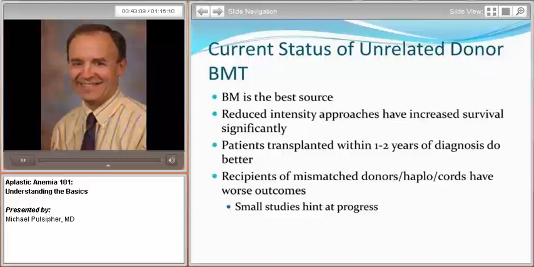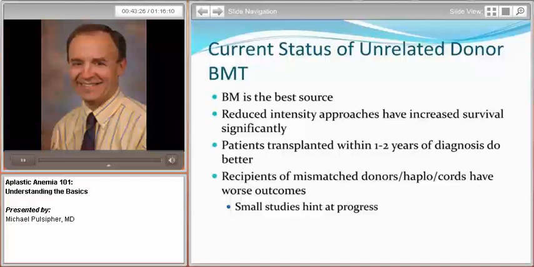Here are the key issues. Bone marrow is the best source. New approaches, reduced intensity approaches, have increased survival significantly. If you're going to have an unrelated donor transplant, you do better if you're transplanted early and you haven't had years and years of transfusions and infectious-related complications.